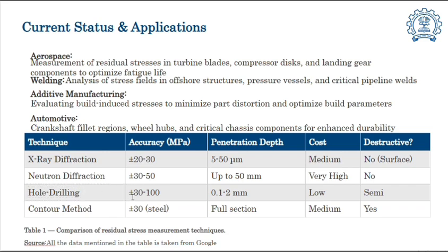Hole drilling has an accuracy of 30 to 100 megapascals and a penetration depth of 0.1 to 2 millimeters, it's affordable, and it's a semi-destructive method. The contour method has an accuracy of 30 megapascals and a penetration depth of the full section, its cost is medium like X-ray diffraction, and it's a destructive method.